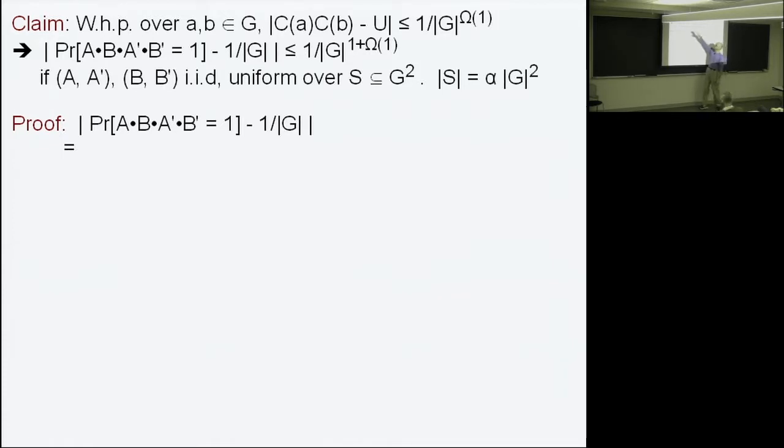The first line is our hypothesis that with high probability over A and B in the group, the distribution of CA times CB is very close to uniform over G. So conjugacy classes are nice in a sense. Then I get this mixed result: if A prime is uniform over a large fraction of pairs, and the same for B and B prime, then AB, A prime, B prime has this nice L-infinity bound. For simplicity, I'm going to think of A, A prime, B and B prime being uniform over the same set S, which let's say has an alpha fraction of the pairs.